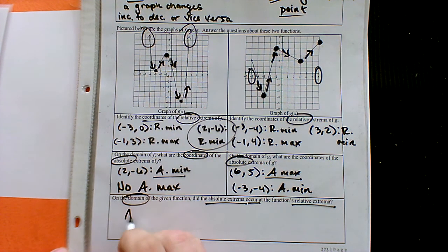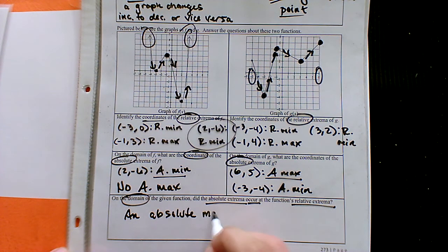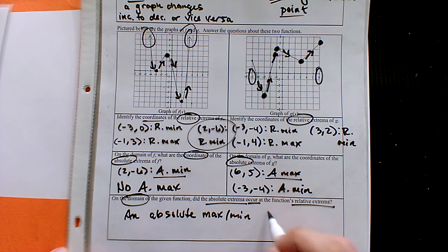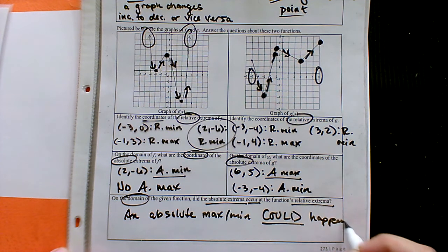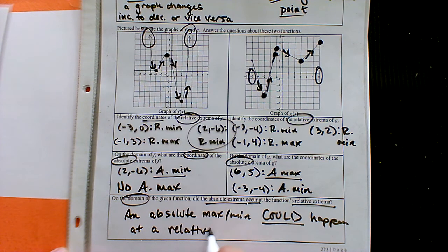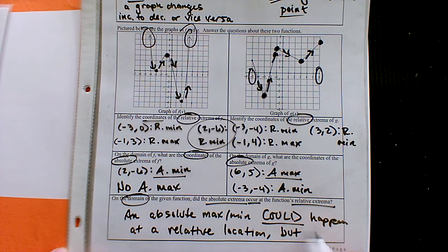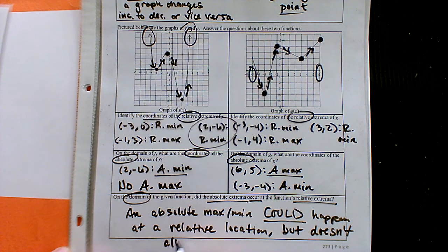So we'll say an absolute max/min could happen at a relative location, but doesn't always have to.